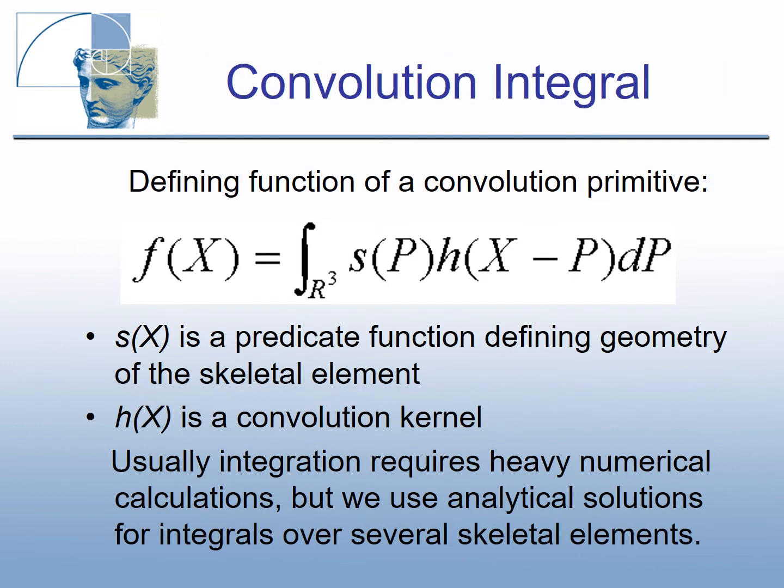In convolution surfaces, the skeleton elements are not only points, but line segments, arcs, and other curves and surfaces. We can think of such a skeleton element as a set of points with the distances between them becoming infinitely small. In this case, an algebraic sum used in skeletal implicit surfaces turns into the shown integral of scalar field, or kernel, over the skeleton. Usually such integration means heavily numerical calculations.